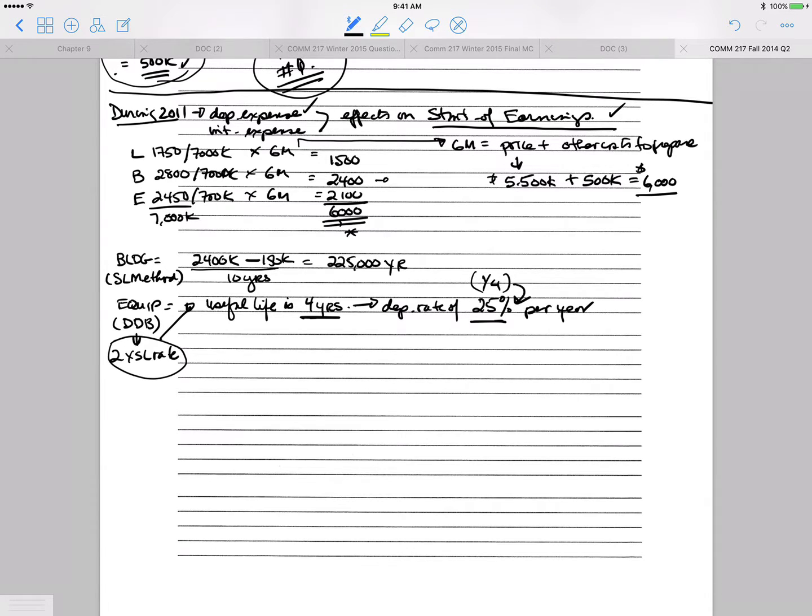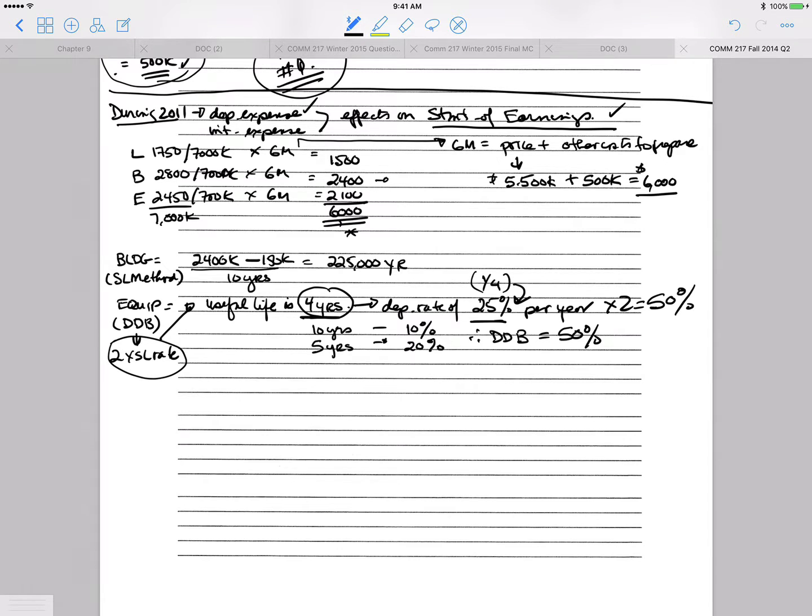If this was 5 years, you would be depreciating at the rate of 20%. If this was 10 years, you'd be depreciating at 10%. Okay, so 4 years gives us a rate of 25%. Therefore, double declining balance is equal to 50%. 2 times the straight line rate gives us a rate of 50%.